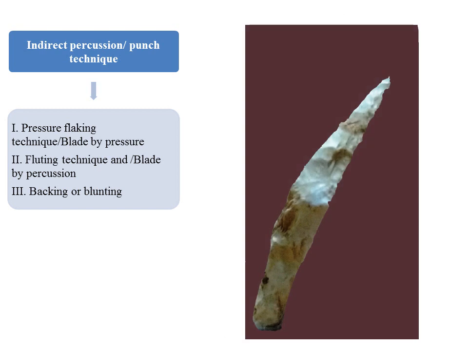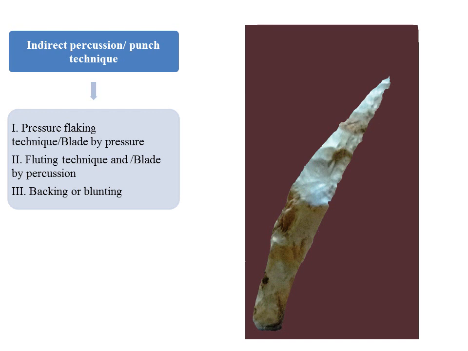Now backing or blunting is another interesting method. The backing technique is used in order to remove the sharpness on the lateral sides, or to blunt the laterals. Since the core is generally fluted and the flake that comes out of it is long and parallel, on the other side of the lateral edge, or on the rear portion of the flake blade, a natural cortex was possibly retained.